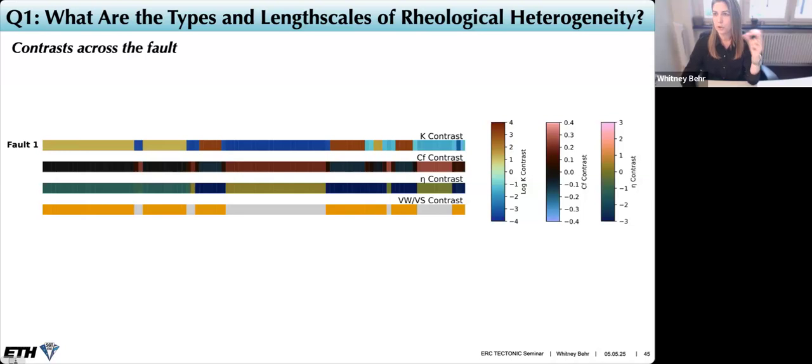We can also look at contrasts from hanging wall to footwall, which, in the case of a thrust fault, can be quite relevant to, for example, whether you can store fluid pressures. And these are busy diagrams, so I'm just showing them for one of the faults, but you can basically divide one side of the fault by the other to look at how much each of these properties varies across the structure.